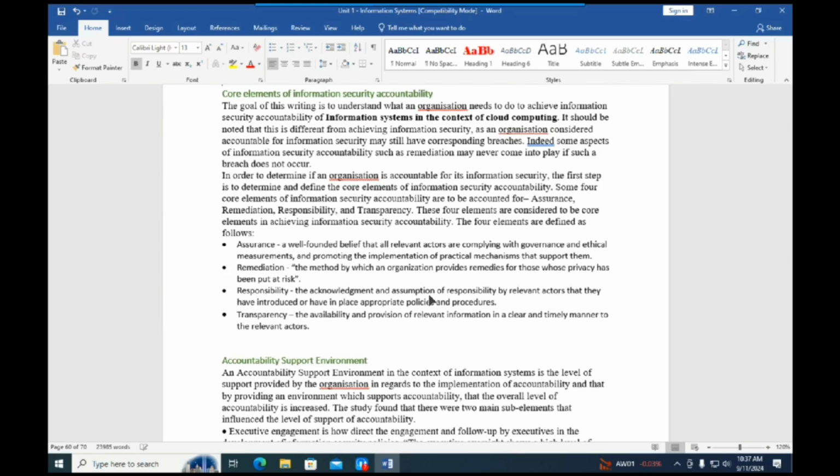Number three is responsibility. We define responsibility as the acknowledgement and the assumption of responsibility by relevant actors that they have introduced or have in place appropriate policies and procedures. Transparency, on the other hand, is the availability and provision of relevant information in a clear and timely manner to the relevant actors, the relevant people, the relevant departments, the relevant organizations, etc.